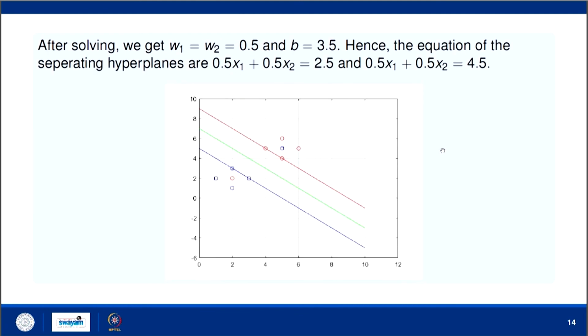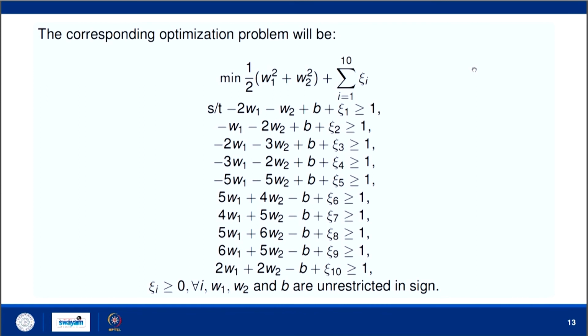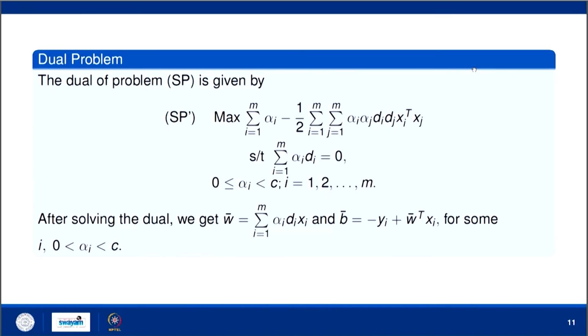After solving this problem using any solver, we get 0.5 times x1 plus 0.5 times x2 equal to 3.5, which is the soft margin classifier. These two are the bounding planes, with right-hand sides B minus 1 and B plus 1. In this way we can find a soft margin classifier of the problem. Not only the SP model as such, we can also use the dual model which we have formulated to find the corresponding soft margin classifier.